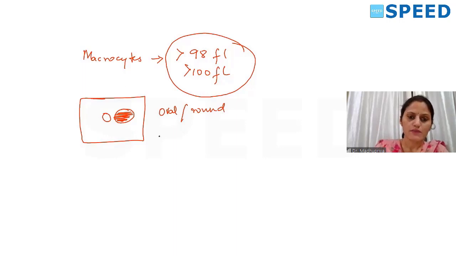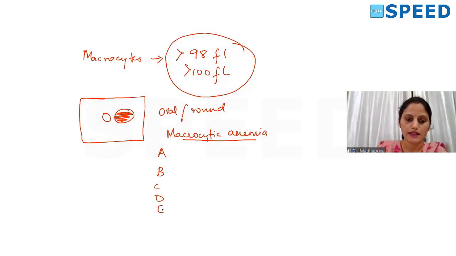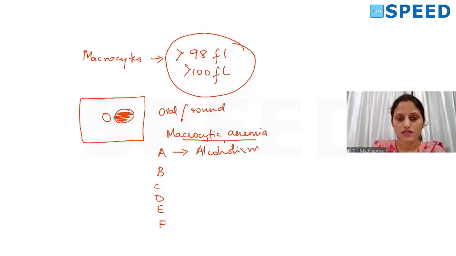Fine. Now, when it comes to macrocytic anemias, we already know the DDs for hypochromic anemias. I'll just tell you a mnemonic. Remember it like this: A, B, C, D, E and F. A is for alcoholism. We all know macrocytic anemias, vitamin B12 and folate, you all will answer. But you have to know the other causes of macrocytic anemias also. So A is alcoholism. For B, we have B12 and folate deficiency.